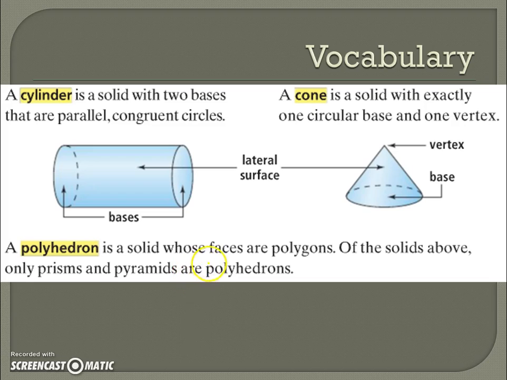A polyhedron is a solid whose faces are polygons. Of the solids above, only prisms and pyramids are polyhedrons. So these are not polyhedrons because they have circles instead of polygons. A circle is not a polygon. A polygon has all straight edges.